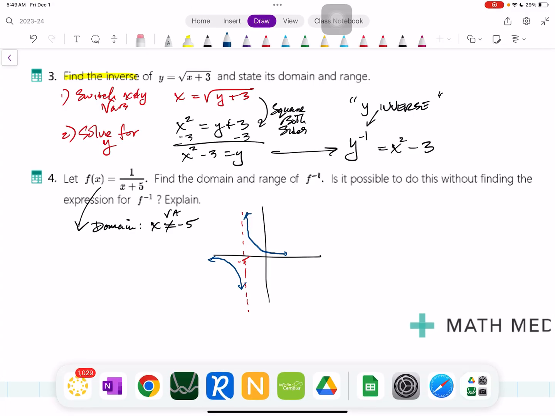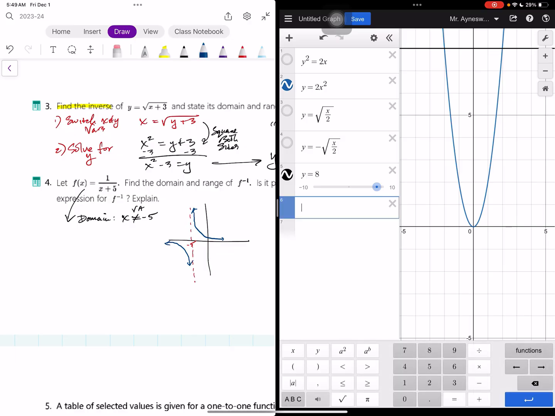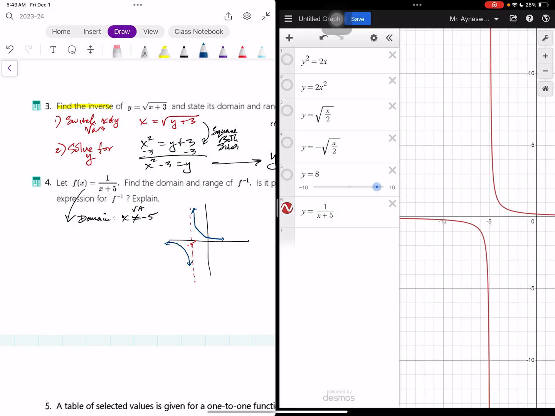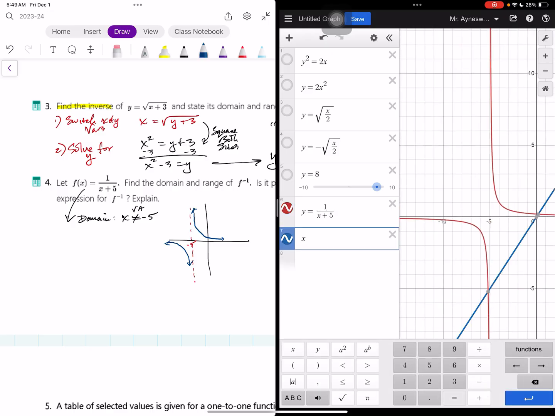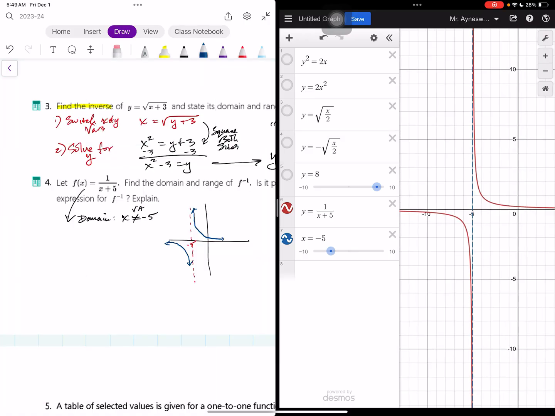And if you don't believe me, just go ahead and do what we always do, is we either bust out the T84, or in this class we have technology, and then you just type it in. So y equals 1 divided by x plus 5. All right, and you can see what I'm talking about here. Type in the x, the vertical asymptote. All this stuff, you guys, we do in class. Okay, so look at that. So I just sketched the function here on the left, and there it is on the right.